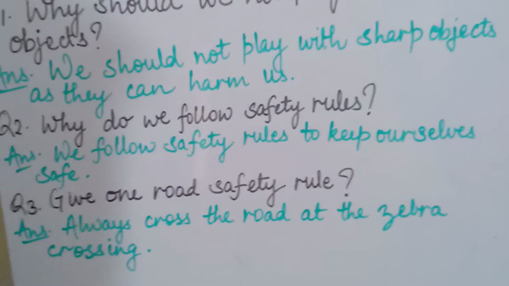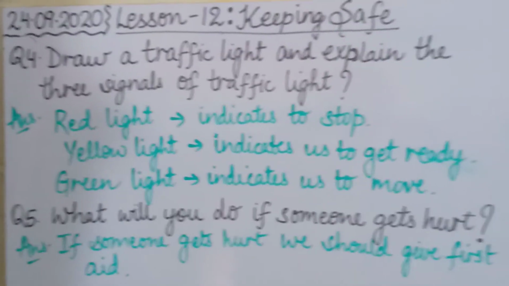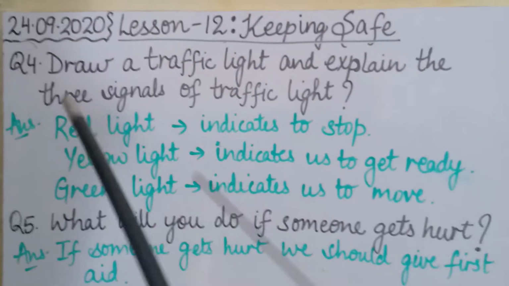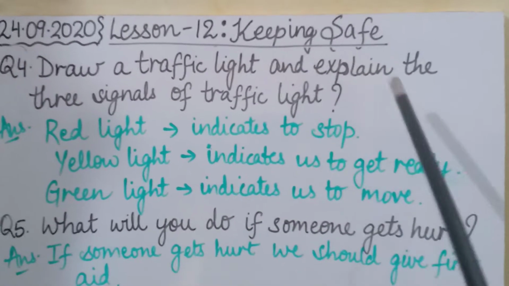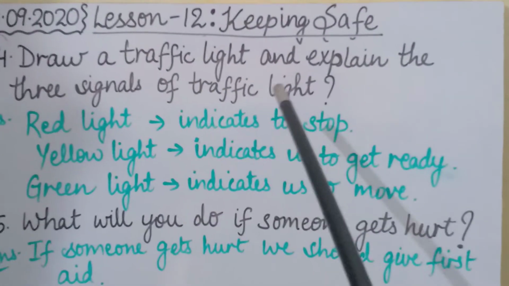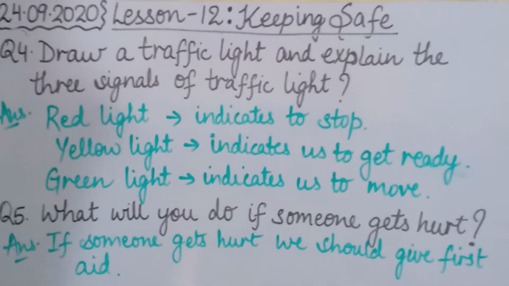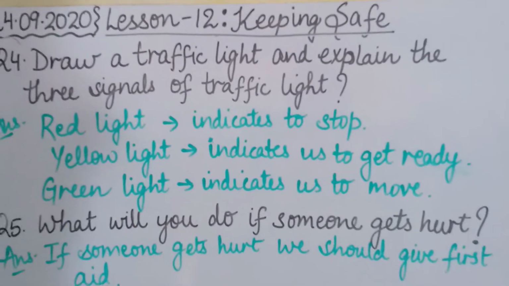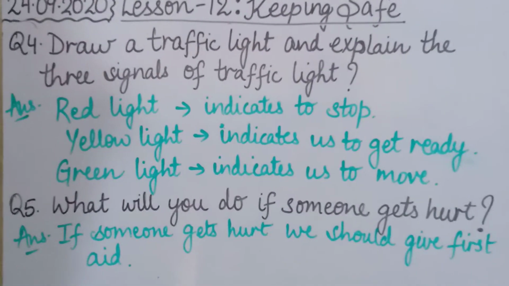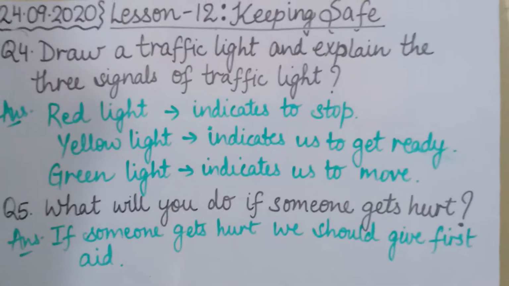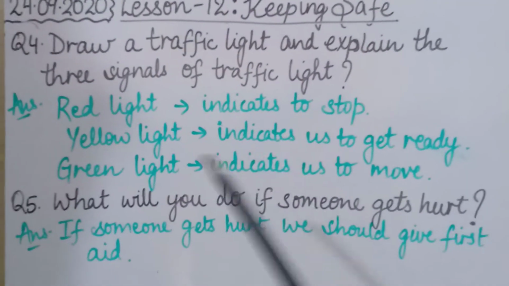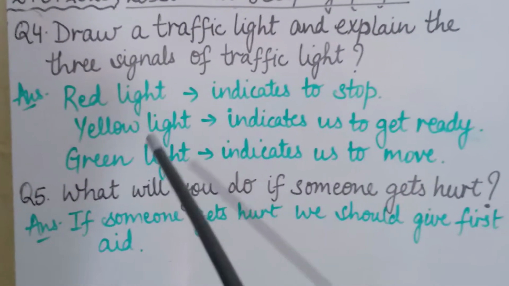Is that clear, children? Now, coming to the fourth question, that is, draw a traffic light and explain the three signals of traffic light. Now children, here I have not drawn the traffic light, but it is your homework that you will draw a traffic light on your own. Okay, aapko pata hai traffic light kaise banti hai? Three lights hote hai, red, yellow and green.